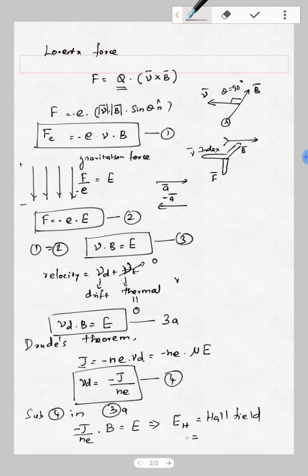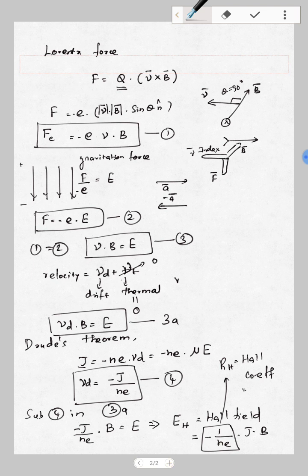So it is nothing but minus 1 by Ne times J into B. Here the 1 divided by Ne, which is the total number of electrons and the charge of the electron, I can write as a constant, that is RH. This is called the Hall coefficient. You notice that it is negative. So for any conductor, the Hall coefficient is negative.